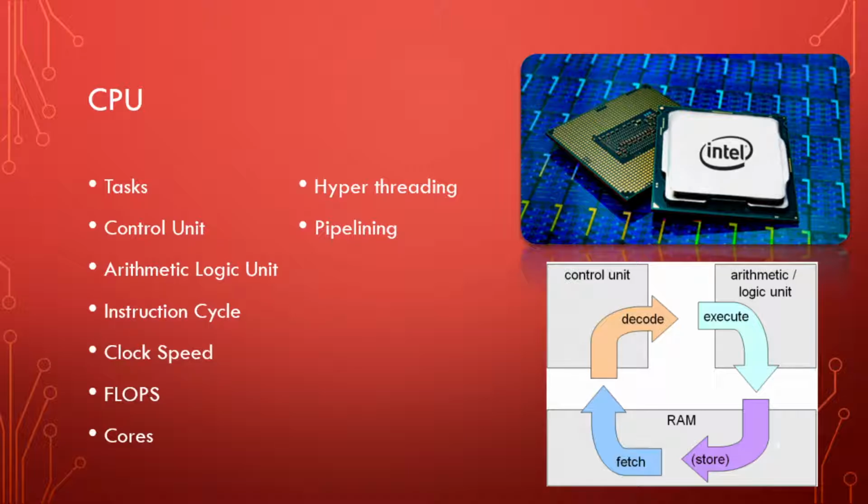So that's the ALU, the arithmetic logic unit, as I said. The control unit coordinates the movement of data through the CPU. Now, when you are looking at your computer, there are two things that are very important for us. The first one is how many cores does it have?